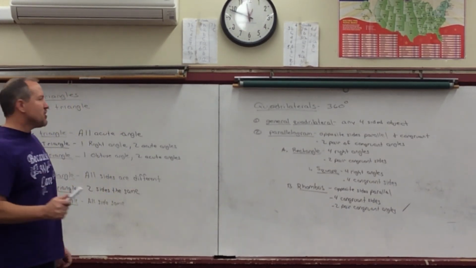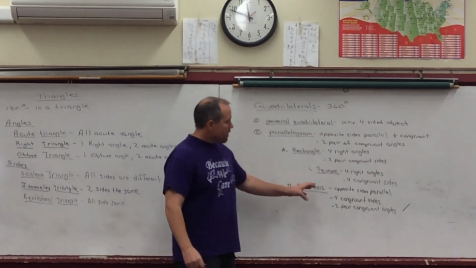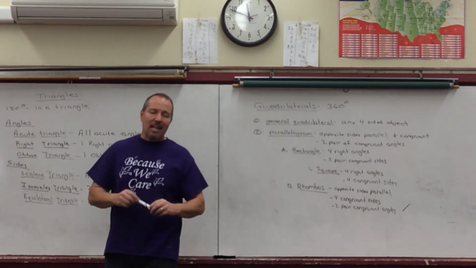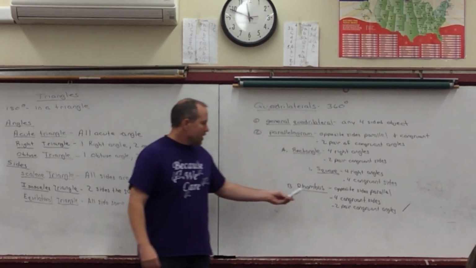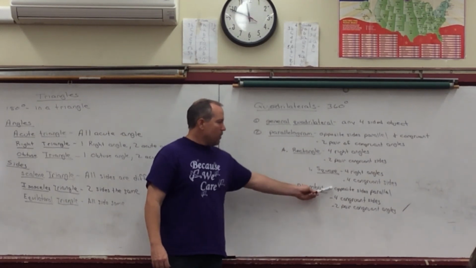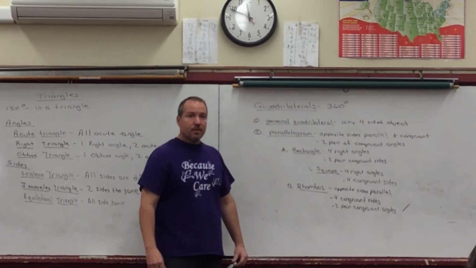Now, some questions that you're going to have, because a rhombus and a square have a lot of similarities. A rhombus has 4 congruent sides. A square has 4 congruent sides. Opposite sides are parallel. In a square, opposite sides are parallel.